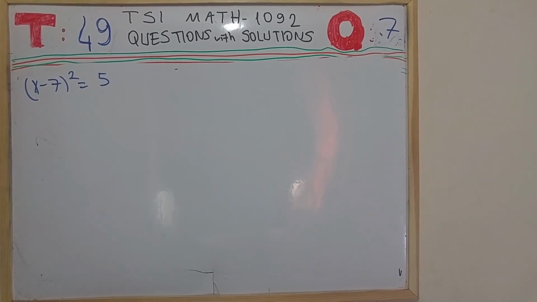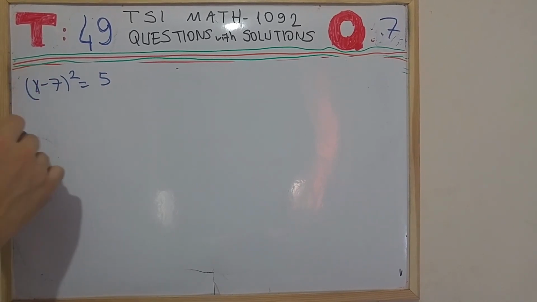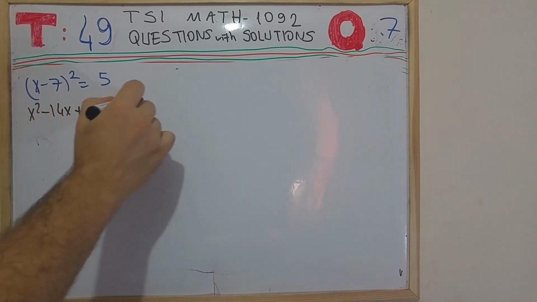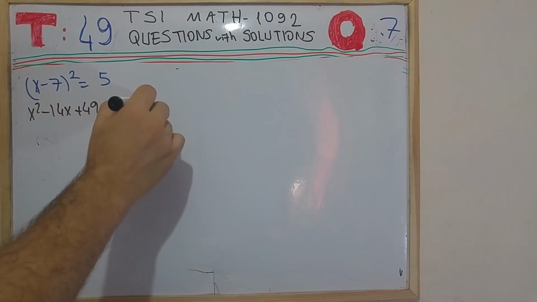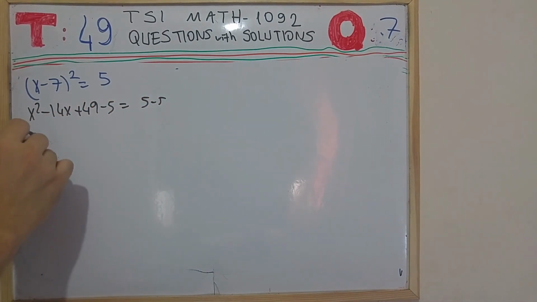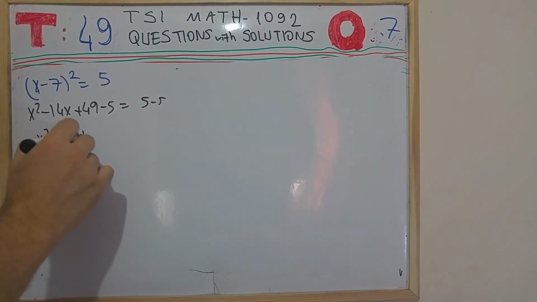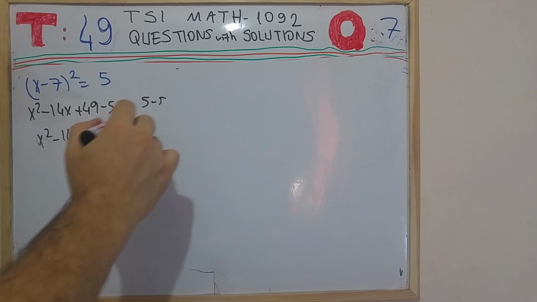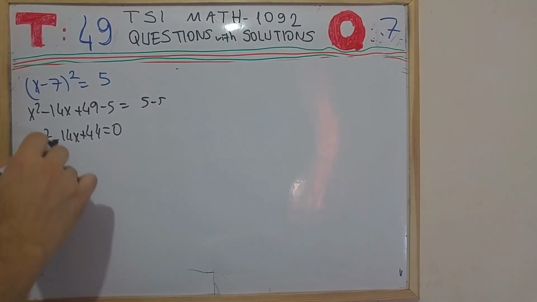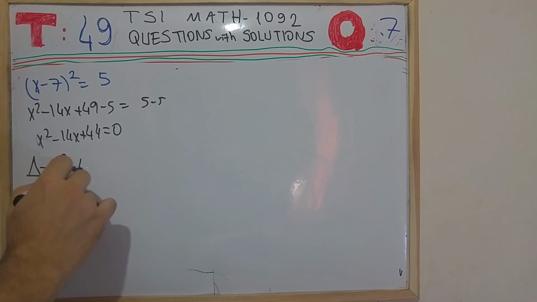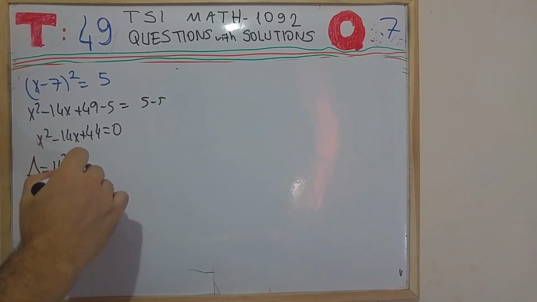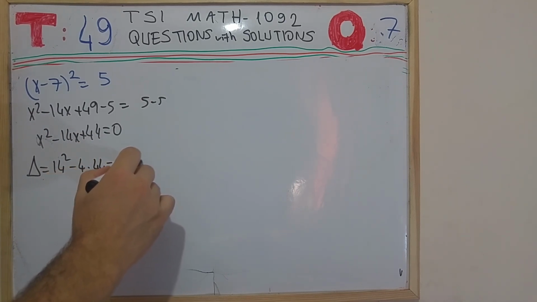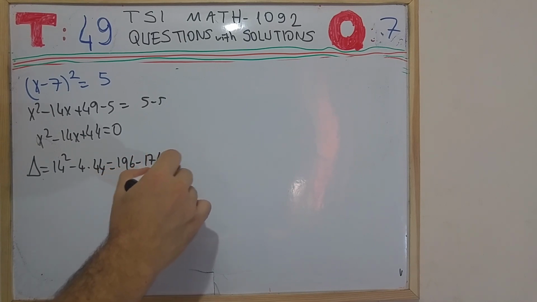Solve this question in two ways again. Let's solve it in the long way first. Let me expand it, which is x squared minus 14x plus 49 is equal to 5. When I subtract 5 from each side, what I have is x squared minus 14x plus 44 is equal to 0. Now let's calculate the delta value. Delta is equal to b squared, which is 14 squared, minus 4 times a, which is 1, times c, 44, which is equal to 196 minus 176, which is equal to 20.